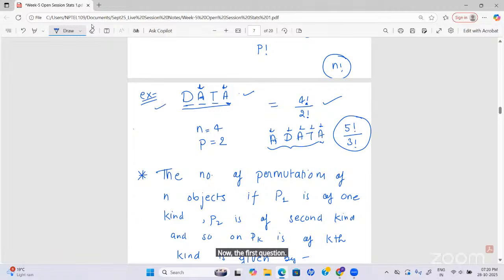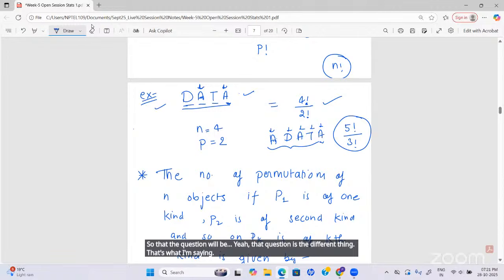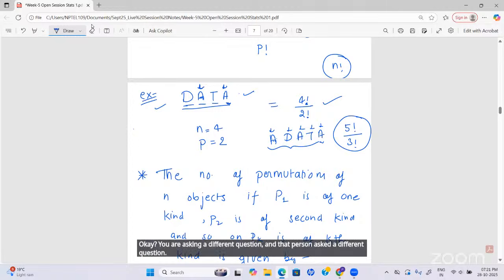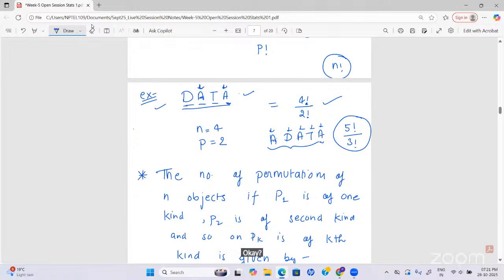Somebody told 3 into 3 into 3. But that question is where repetition is allowed. That question is a different thing. You are asking a different question and that person asked a different question. That person was confused, so he was asking something else.